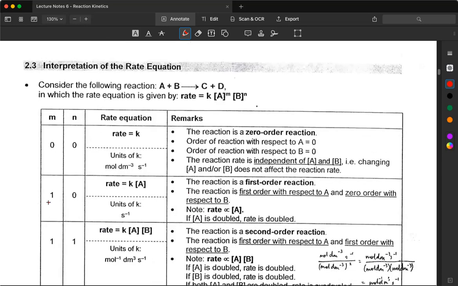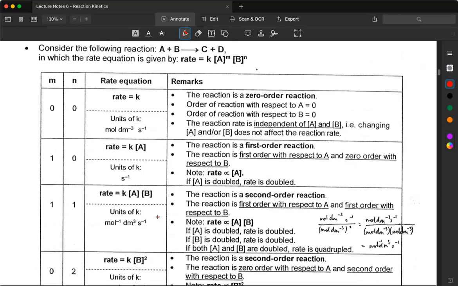Okay. Now, what happens if you have m as 1 but n kept as 0? In this case, the rate will be equal to k times the concentration of A raised to the power of 1. So this is a first order reaction, first order with respect to A and 0 order with respect to B. This rate equation shows that if you double the concentration, you will double the rate. So rate is directly proportional to the concentration of A. So the relationship is directly proportional.